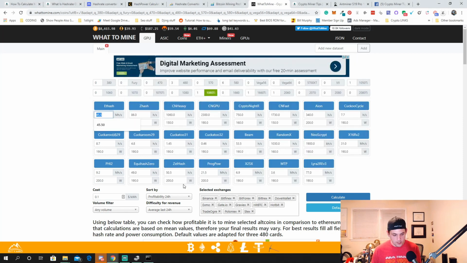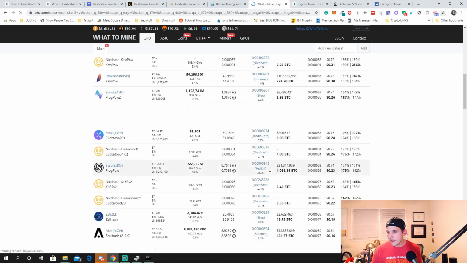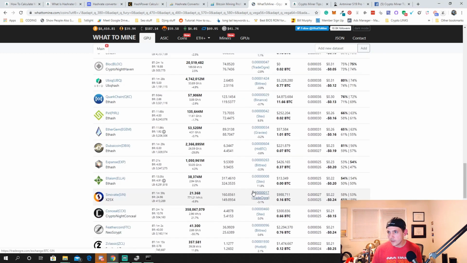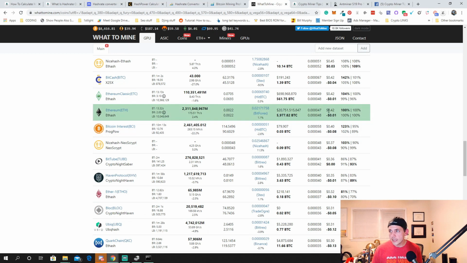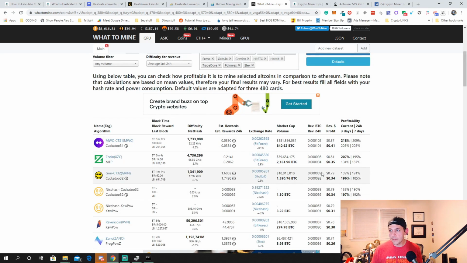So what I could do is enter that in there, 29 megahashes per second, 177 watts, hit calculate. And then if I scroll down here to Ethereum, where is it at? It's not even on the chart. There it is. It's saying that at that hash rate, I would actually lose money. I would be at about a penny deficit a day. So based on the hardware, like I said, I probably wouldn't mine Ethereum with the 1080 Ti right now. I would actually probably mine something like Zcoin, but I just wanted to give you the overall idea of how that works.